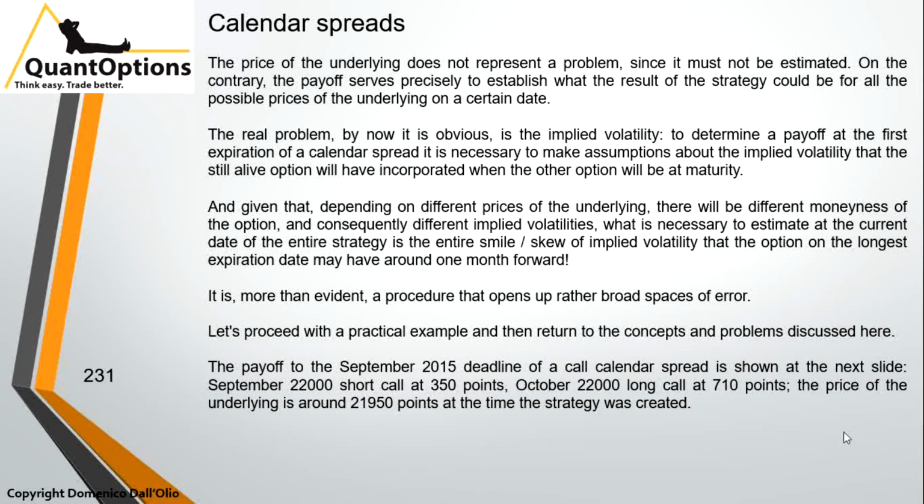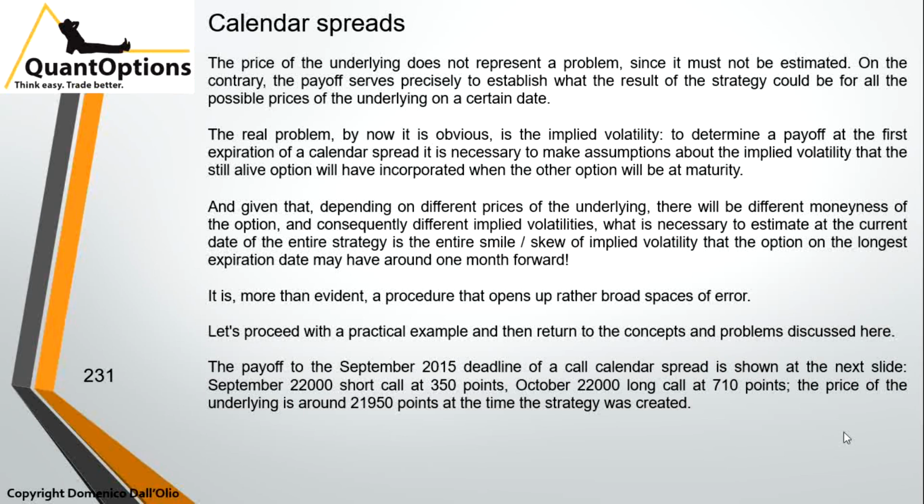And given that, depending on different prices of the underlying, there will be different moneyness of the option and consequently different implied volatilities, what is necessary to estimate for the entire strategy is the entire smile or skew of implied volatility that the option on the longest expiration day may have around 1 month forward. It is more than evident a procedure that opens up rather broad spaces of error. Let's proceed with the practical example and then return to the concepts and problems discussed here.